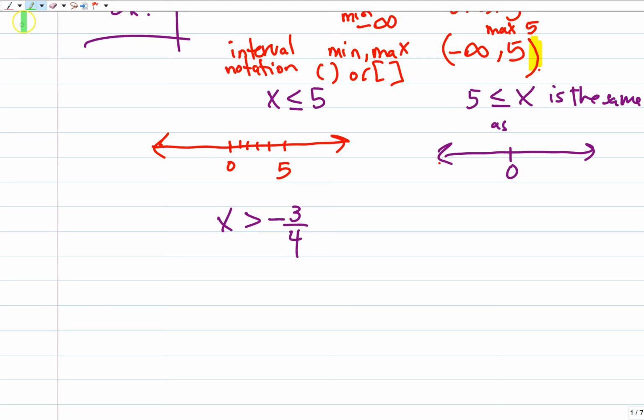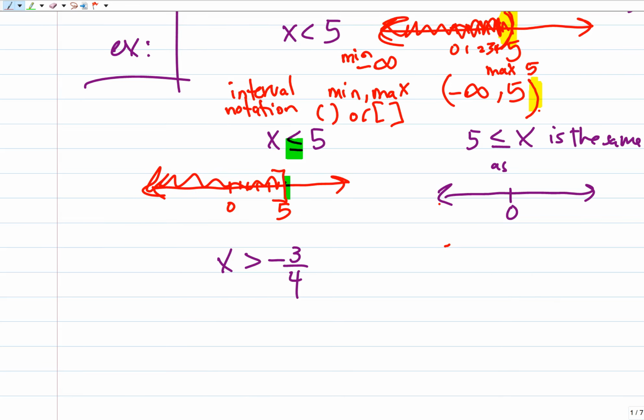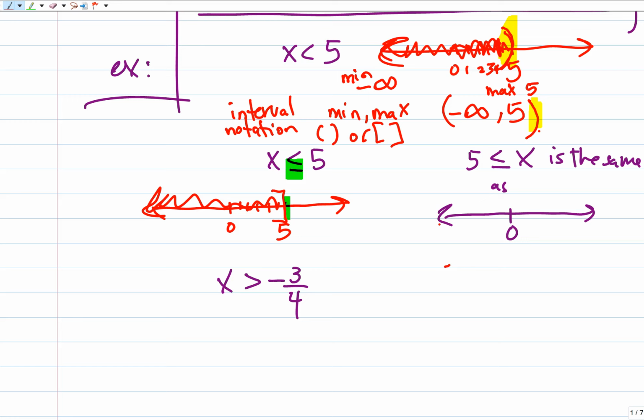And here I'll change colors just to make life interesting. The equal to makes this symbol either a closed dot or a bracket. Now, if you're not sure which direction to face, I always have the interval face the direction we're shading. In this situation, since we're doing less than, I still shade to the left. And how is this answer different than our previous answer? How is less than 5 different than less than or equal to 5? What can we include now that we couldn't last time?